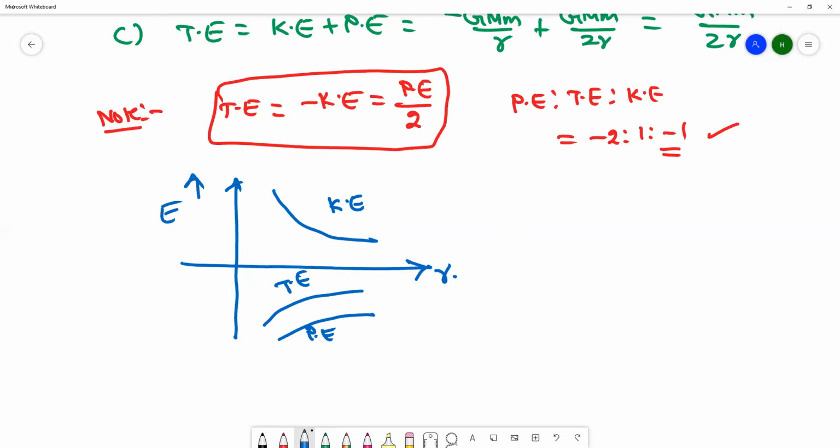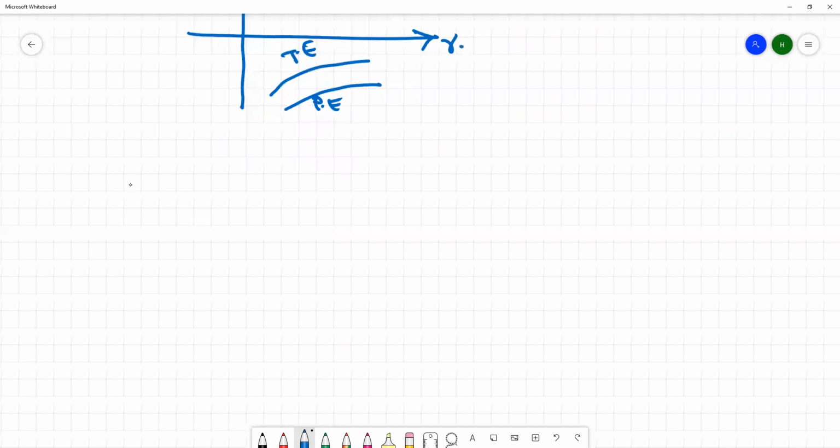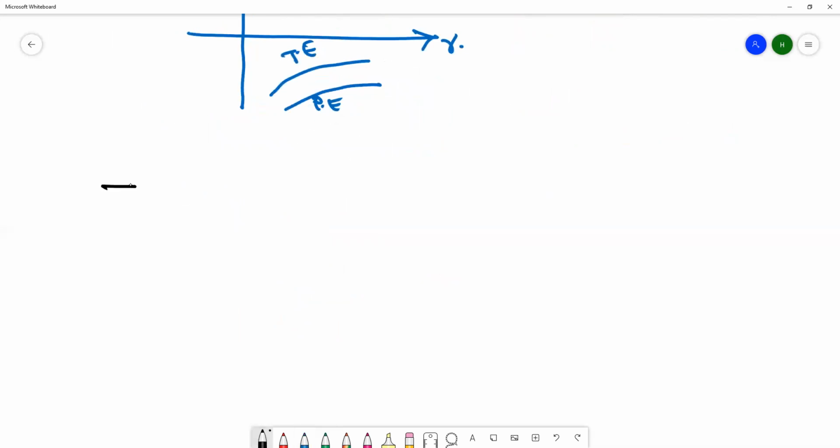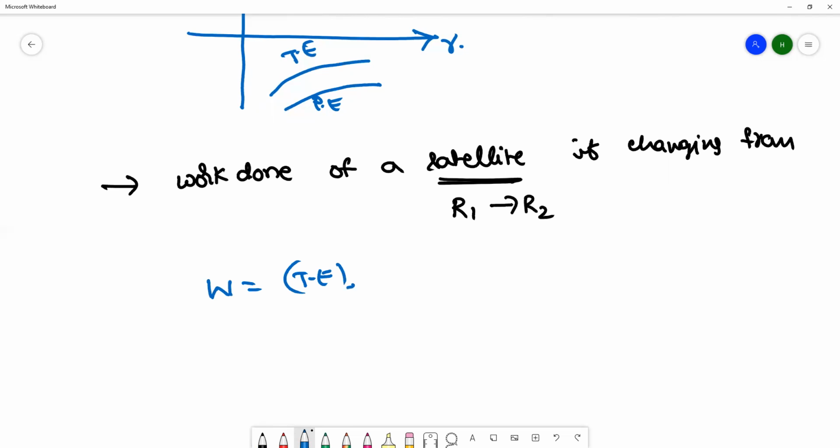What about the work done when it is revolving? Most of our students generally get confused here about which formula we should apply. Work done of a satellite if the radius is changing from R1 to R2: if they mention the satellite condition, we should consider the total energy. So work done is equal to total energy final minus total energy initial.